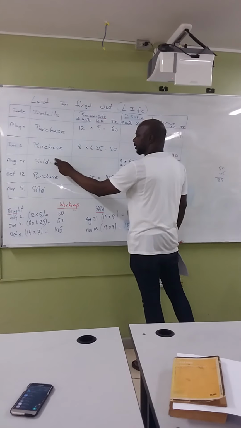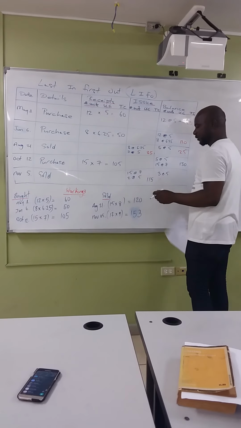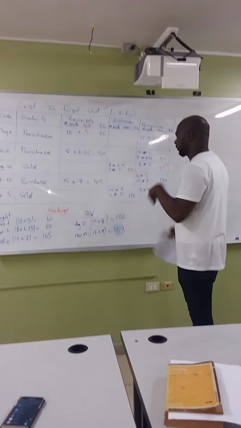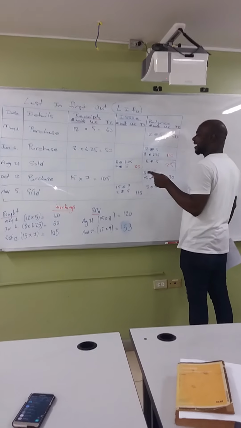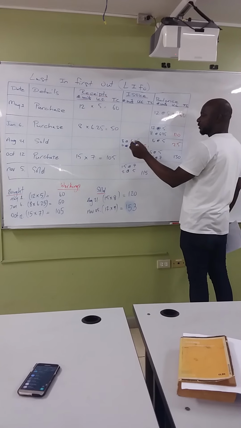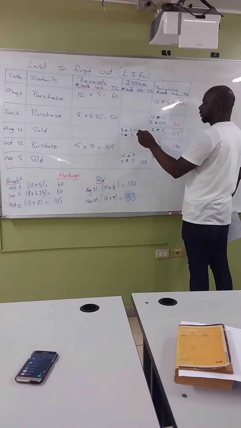Now when we go to the 21st, what happened on the 21st? On the 21st we sold 15 goods. Now again we're using last in, first out. So on the 21st we sold 15. So we need a total of 15.